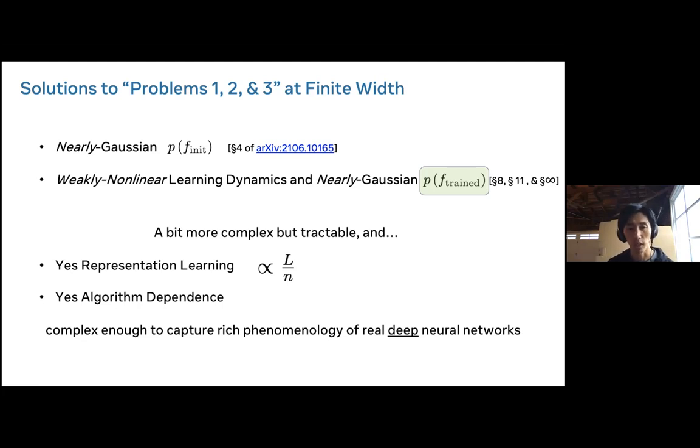So this is a bit more complex, but tractable, and complex enough to capture the rich phenomenology of real deep neural networks. And you see in particular the effect of depth and representation learning: the ability of the model to learn useful representations from data is enhanced by depth.